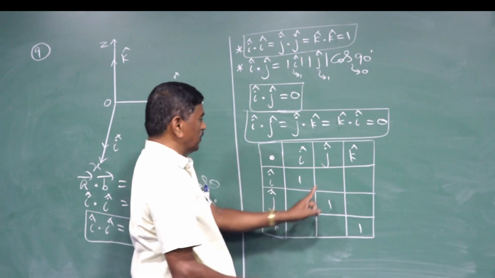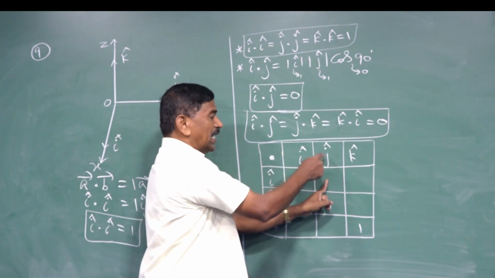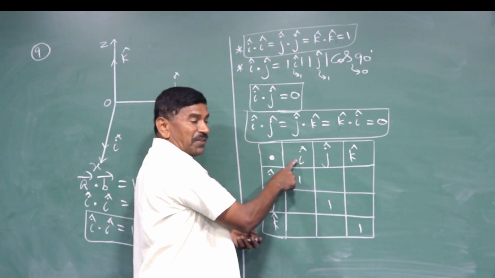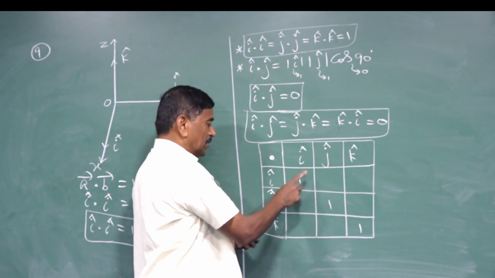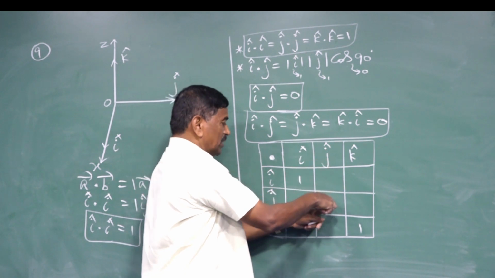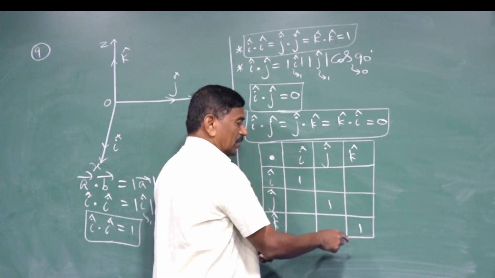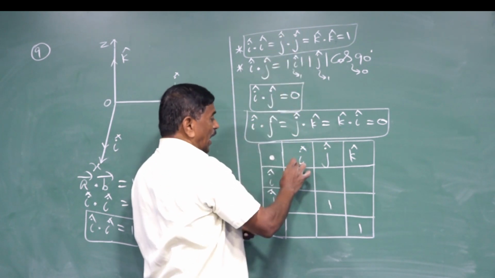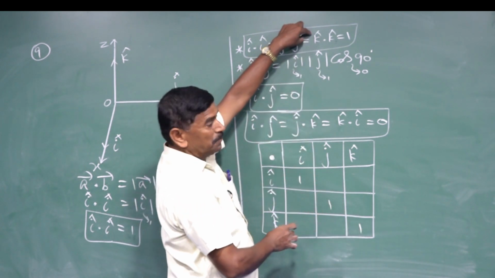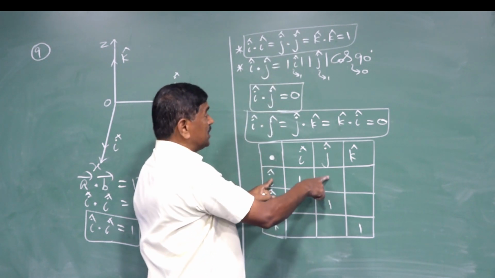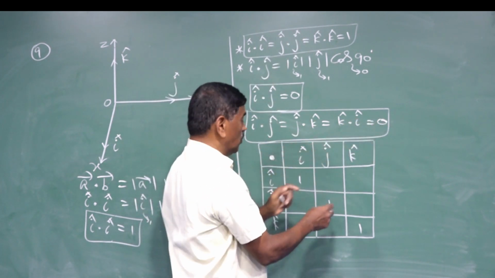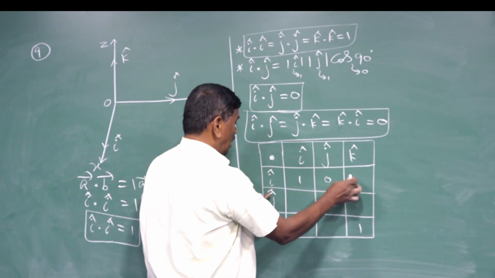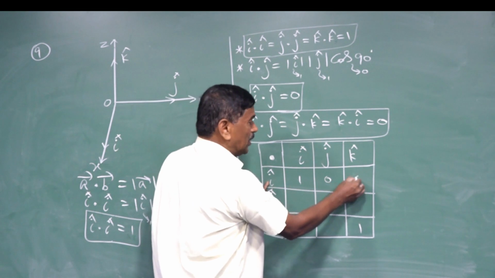Good. Next one, come to here. i cap dot i cap, itself multiplication, that is itself, so answer 1. j cap dot j cap itself, so answer 1. k cap dot k cap, so 1 itself. See the diagonals come in the first box. Now i cap dot j cap equal to 0. That is different, means answer 0. i cap dot j cap 0. i cap dot k cap 0.